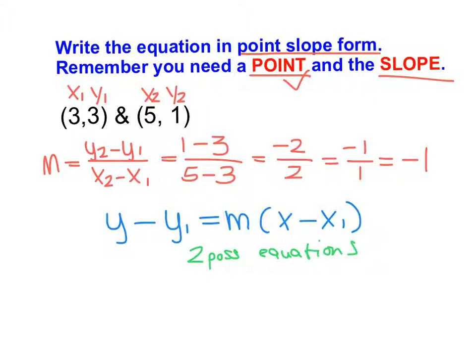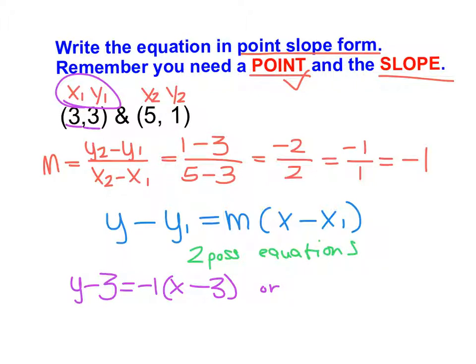The first one, I'm going to use this point of 3, 3. So I would have y minus my y-coordinate of 3 is equal to my slope of -1 times in parentheses x minus my x-coordinate, which is 3. So that's one example of an equation that you could have.